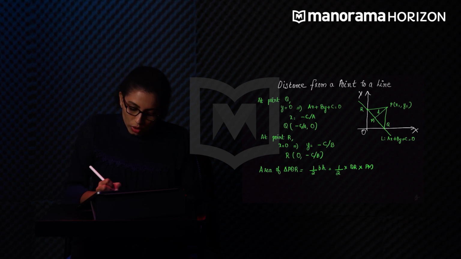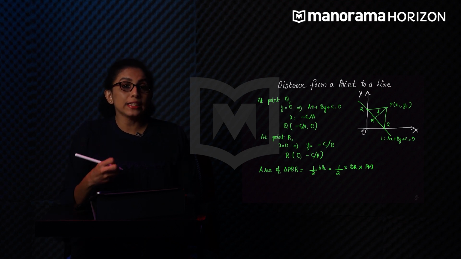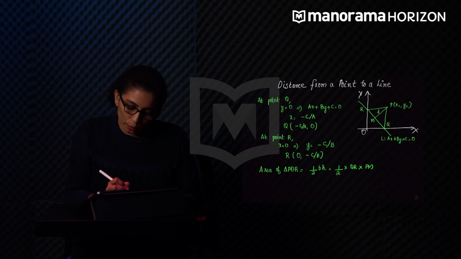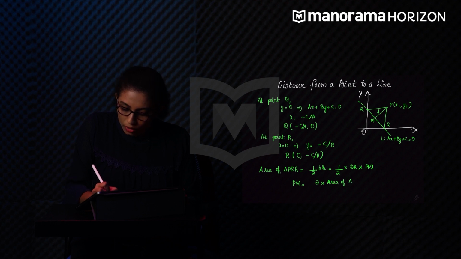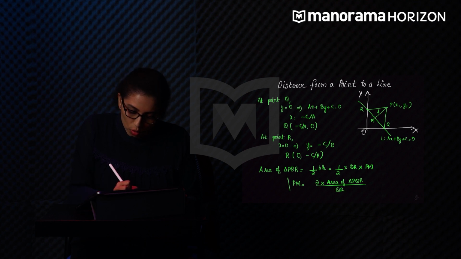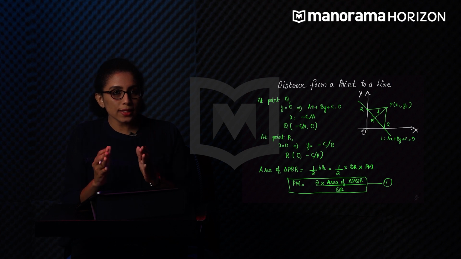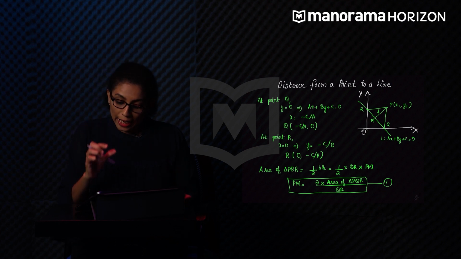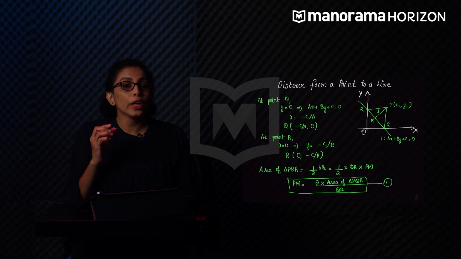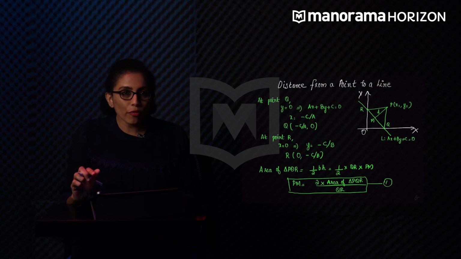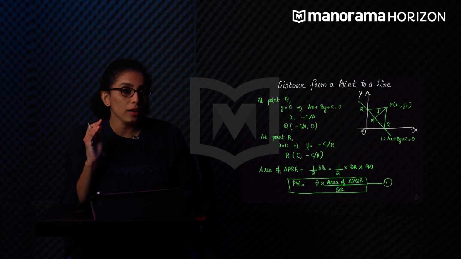Right? Now, we are interested in finding PM, the perpendicular distance. So, PM will be equal to 2 into the area of triangle PQR divided by QR. So, now we got an equation for PM. Let it be equation number 1. So, in this equation for PM, we need to find the area of triangle PQR and also QR, right? So, let's first find the area of triangle PQR.